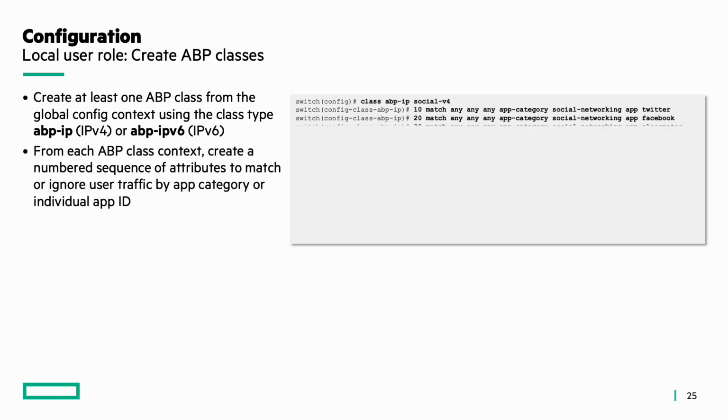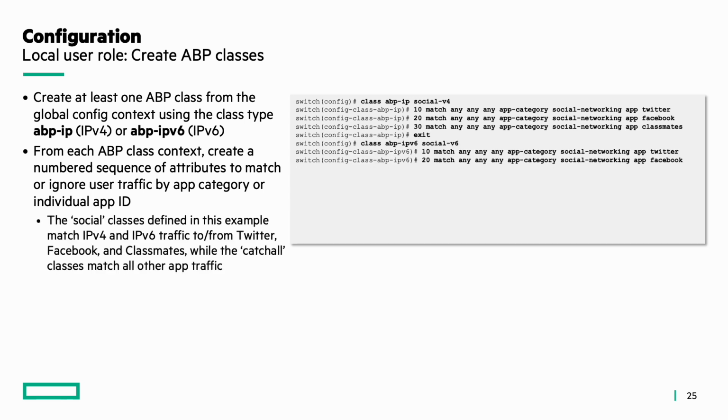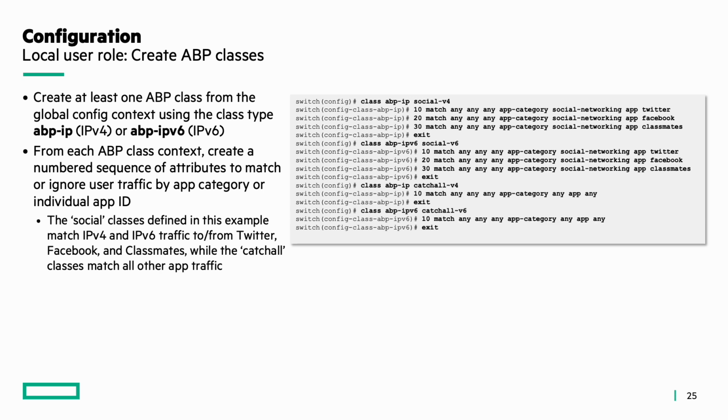From each class context, create a numbered sequence of attributes to match or ignore user traffic by either application category or individual app ID. In this example, the social classes defined match IPv4 and IPv6 traffic to and from Twitter, Facebook, and Classmates, while the catch-all classes match all other application traffic.